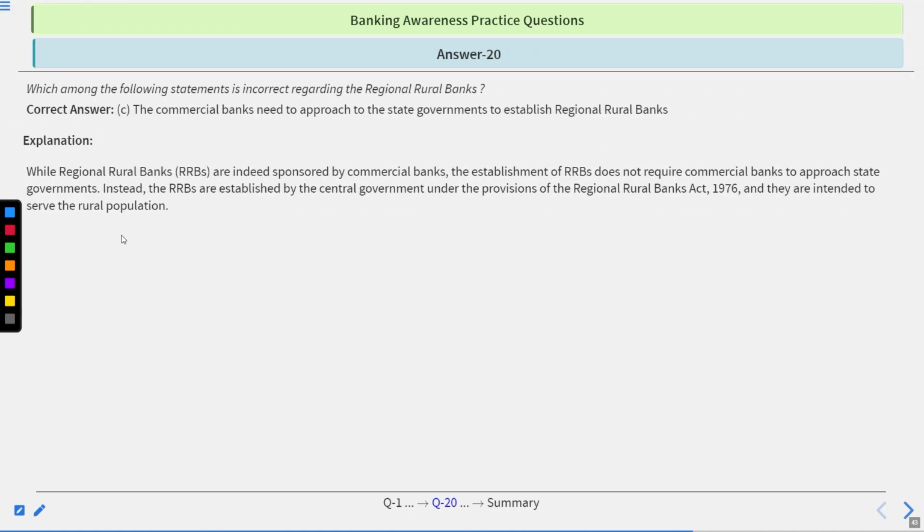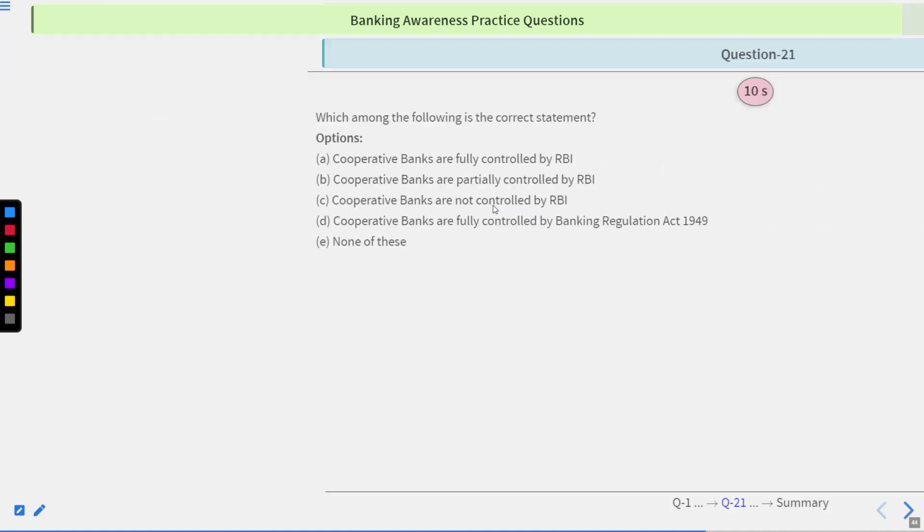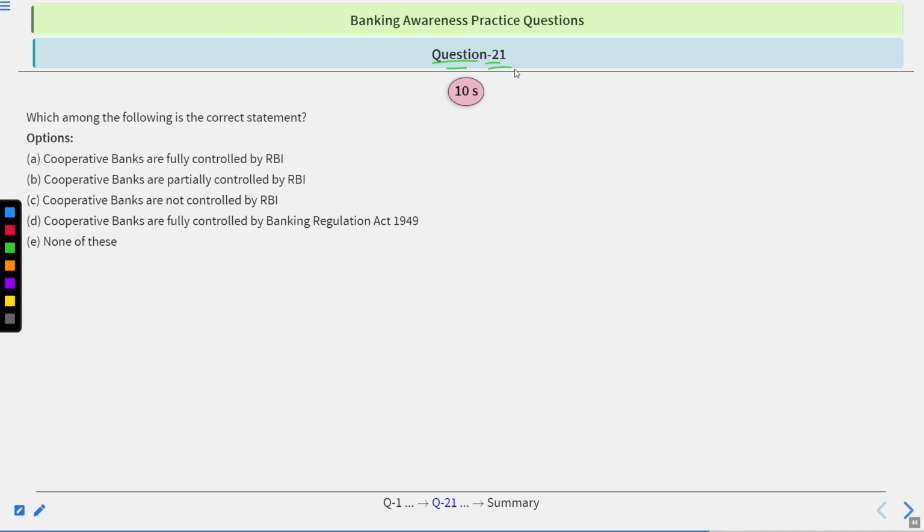Time's up. Correct answer is C. The commercial bank needs to approach the state government to establish the regional rural banks. While the regional rural banks indeed are sponsored by the commercial bank, the establishment of RRB does not require commercial banks to approach the state government. Instead, the RRB is established by the central government under the provisions of RRB Act 1976 and they are intended to serve the rural population.